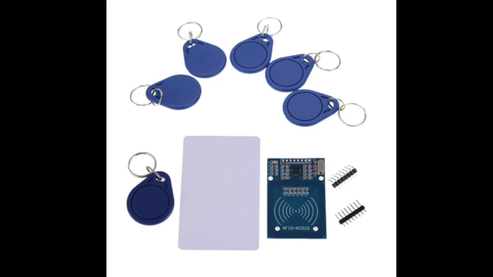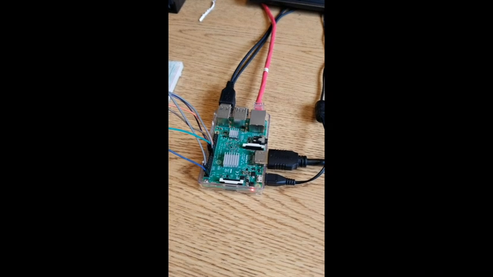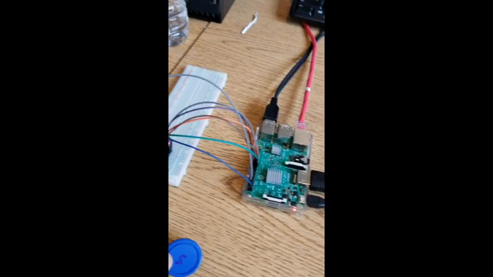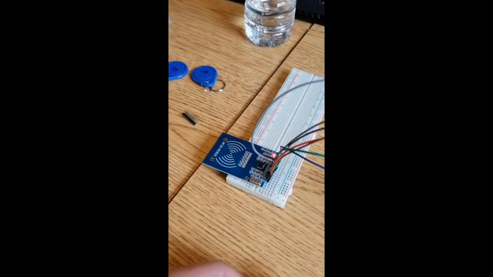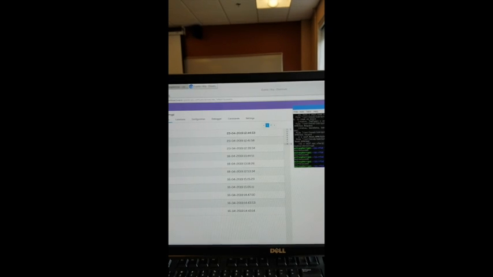Up next is the RFID. This is the RC522 RFID kit. The first Raspberry Pi is connected to the RFID scanner. This shows the program being ready to run. We place the chip on the reader and it sends the data up to wia.com, which is an online database that stores events.